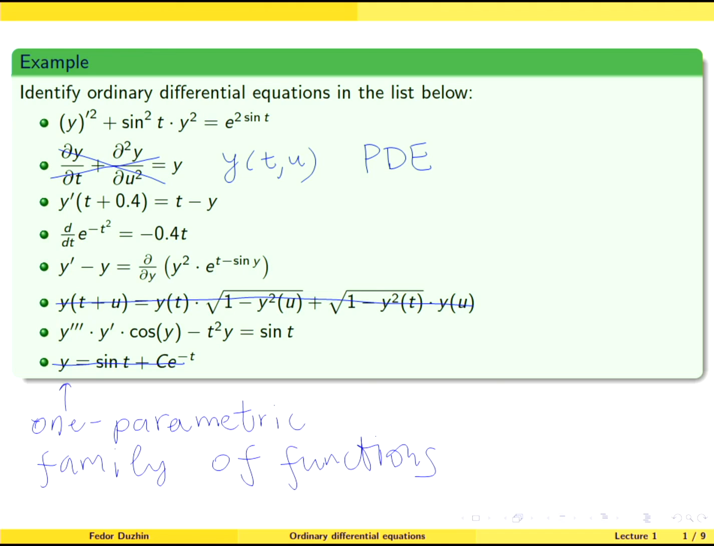So then if you look at the third option, we shall rule it out too, because notice that here y prime is evaluated not at the point t, but rather at the point t plus 0.4. Right? So when y prime and y are evaluated at different points, not at the same point across all the equation, this is not an ordinary differential equation. So this is called a delay differential equation.